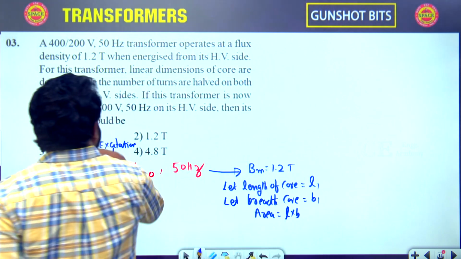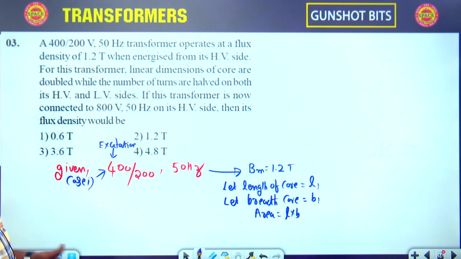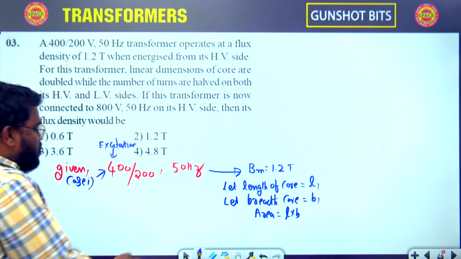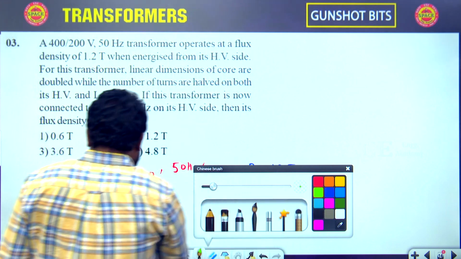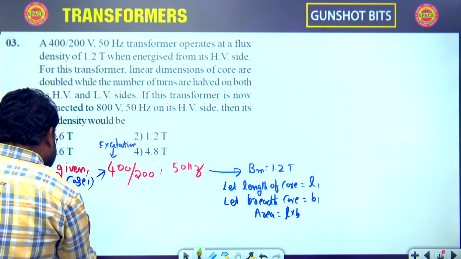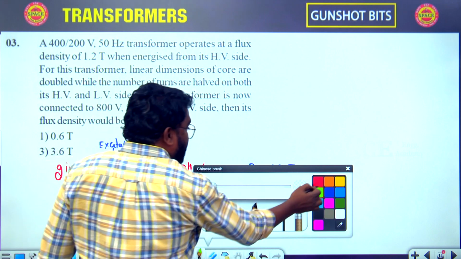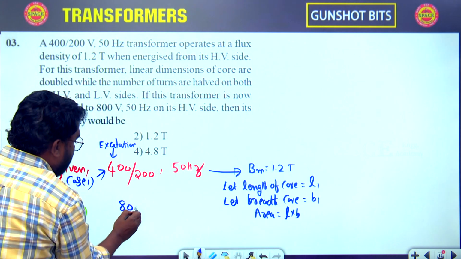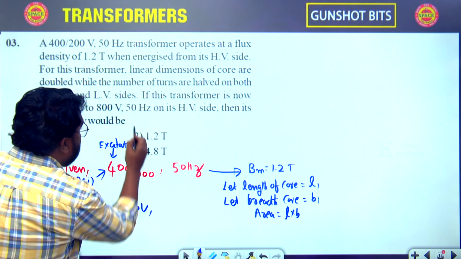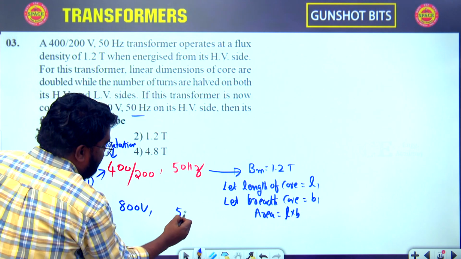It is mentioned that the linear dimensions are doubled, so what will happen? Also, in case 2, it is operated at a voltage of 800 volts and 50 hertz frequency.